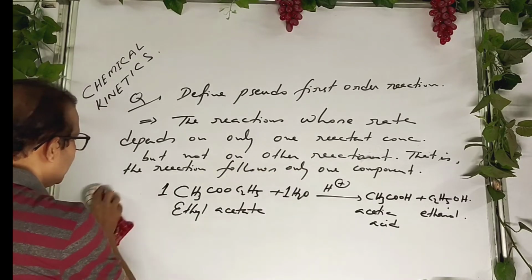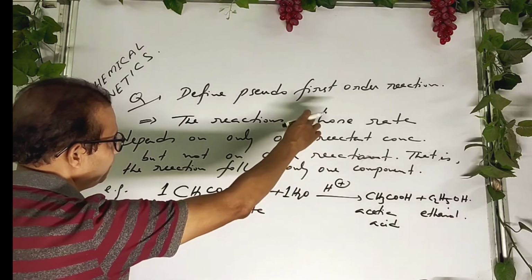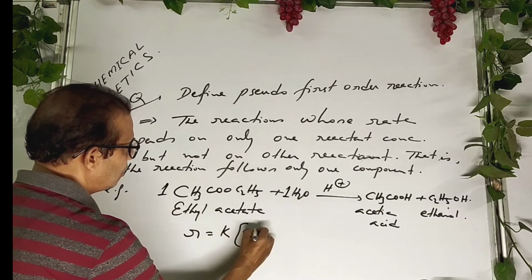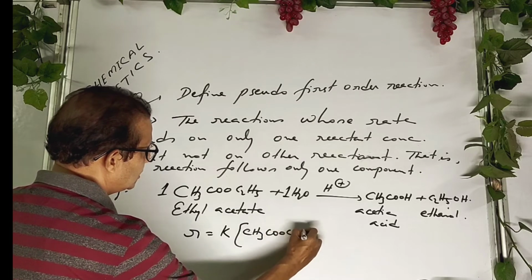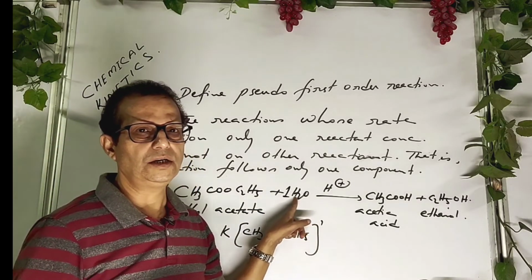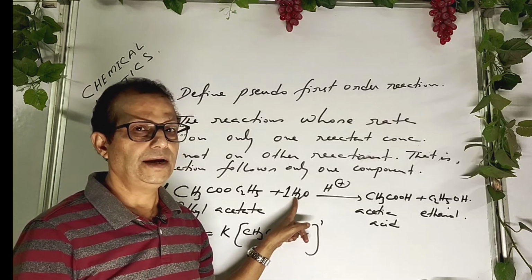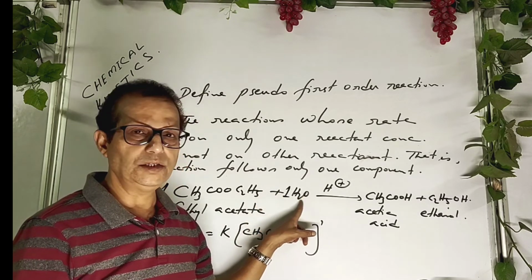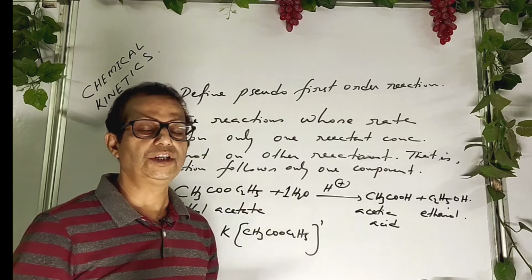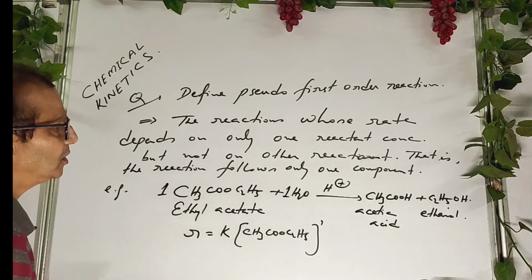This is the best known example of pseudo first order. And if you write the reaction, then you also write rate equals K times only this, not on water. Why? The rate of the reaction is independent of the concentration of water. During this type of reaction, water should be taken in a large excess, and there is negligible change of concentration of water. That's why the rate is independent of the concentration of water.